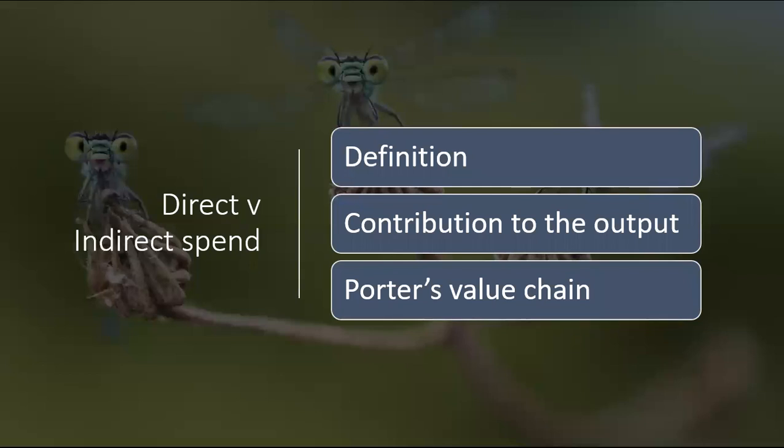And moreover, direct spend is the cost of goods sold, and it may have impact on the gross profit of that organization. So managing direct spend well in manufacturing or in retail is very important, because it impacts the quality of the final product, and second, it contributes to the revenue and the profit of the organization.